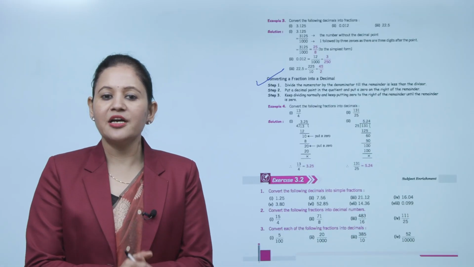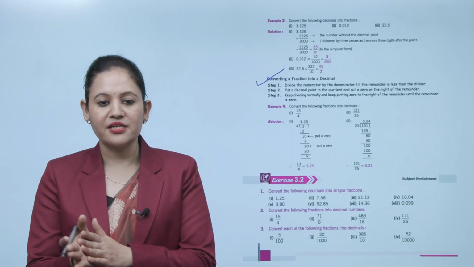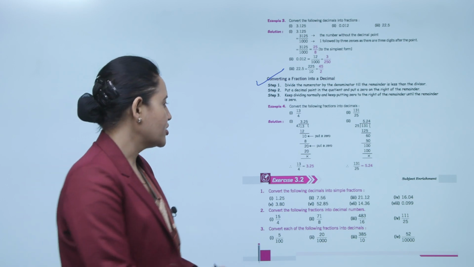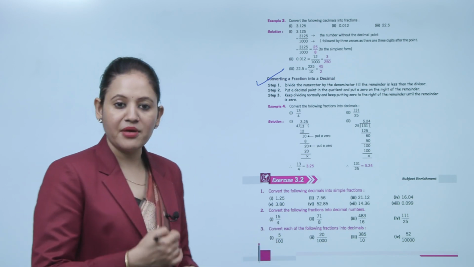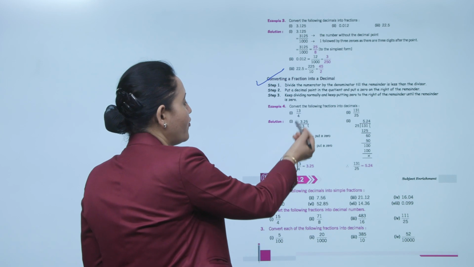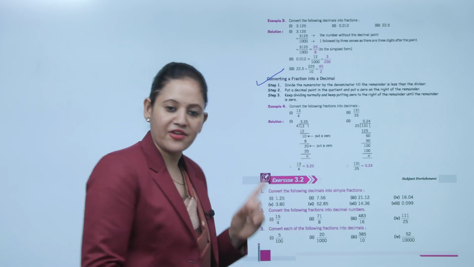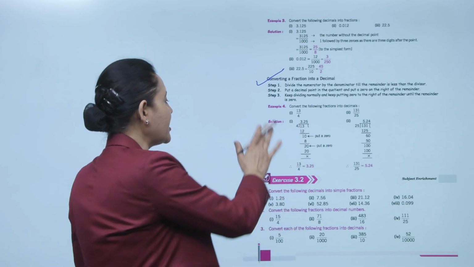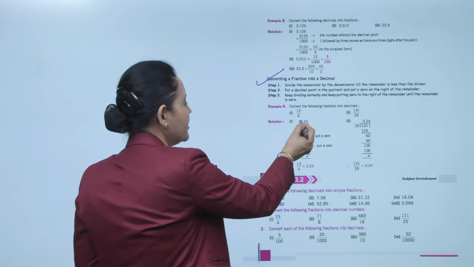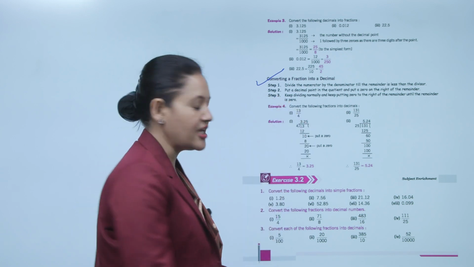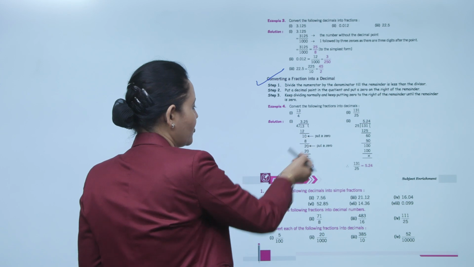We'll take an example. Convert the following fraction into decimal. 13 upon 4. So what will we do? We'll divide 13 by 4. So 4 3s are 12. Subtract, we'll get 1. So now 1 cannot be divided by 4. So we'll put a decimal in the quotient and add 1 zero here.